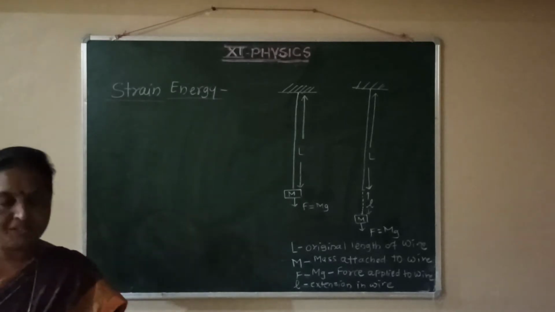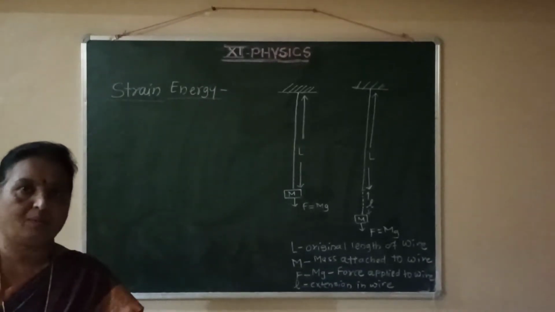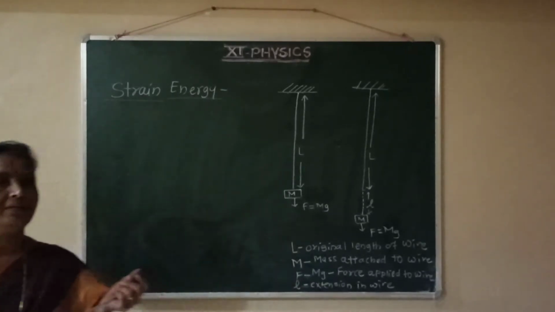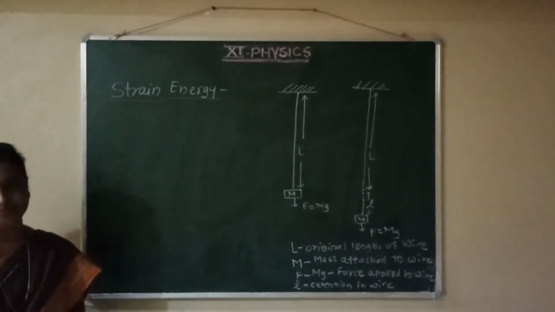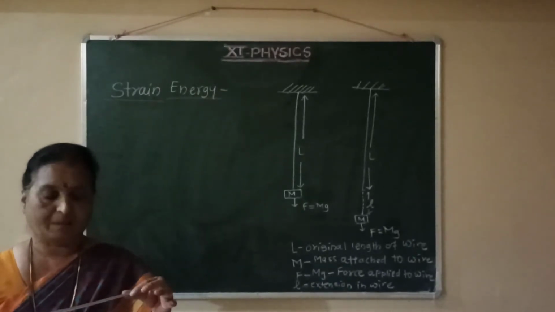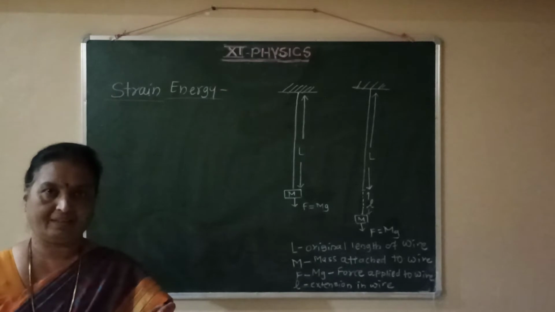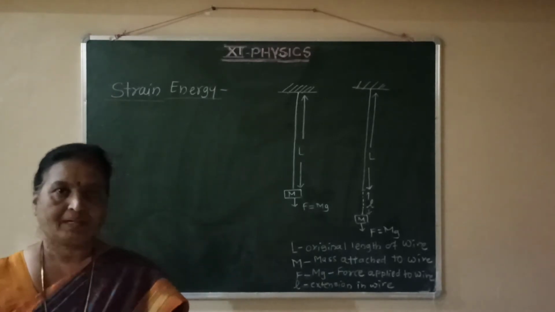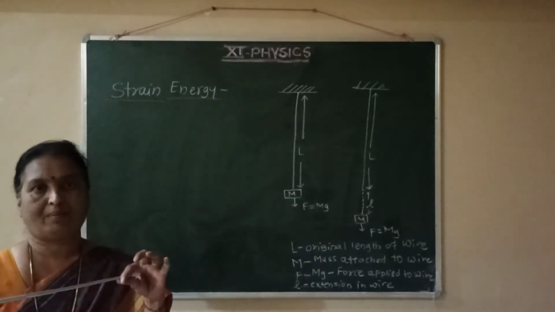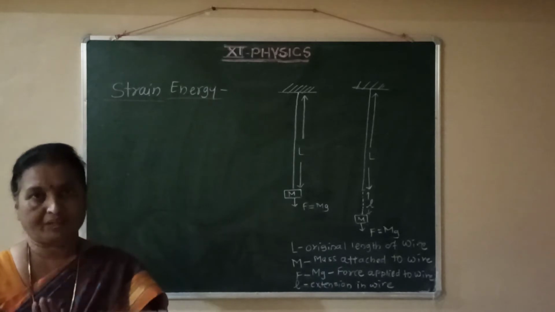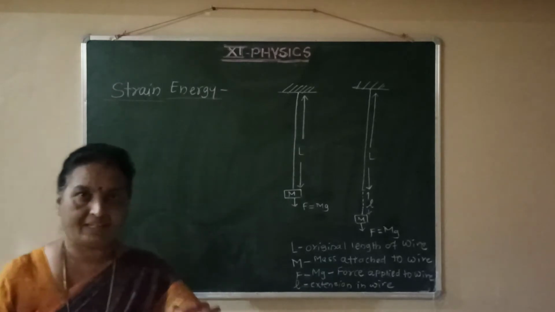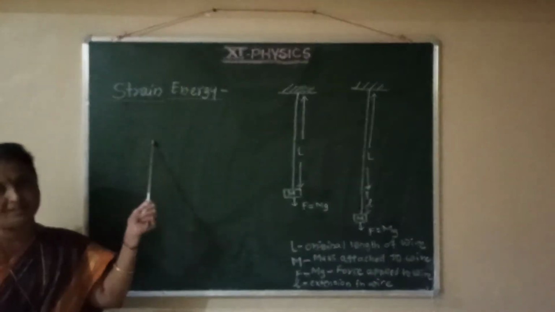The elastic potential energy gained by the wire during stretching or elongation of the wire is called the strain energy. As we have studied, when you take a rubber band and stretch it on both sides, its length changes. The rubber band gets deformed. The elastic potential energy gained by the rubber band when it gets stretched is called the strain energy.